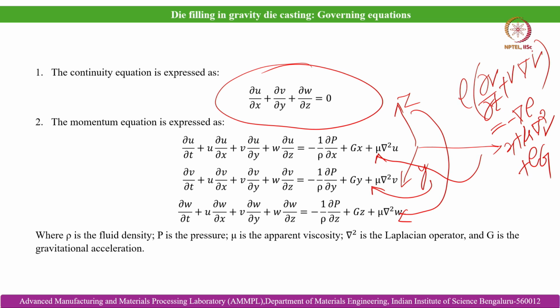So, here it is written in terms of the different x, y, z coordinates, where rho is the fluid density, p is the pressure, mu is the apparent viscosity, grad square is the Laplacian operator, and g is the gravitational acceleration.